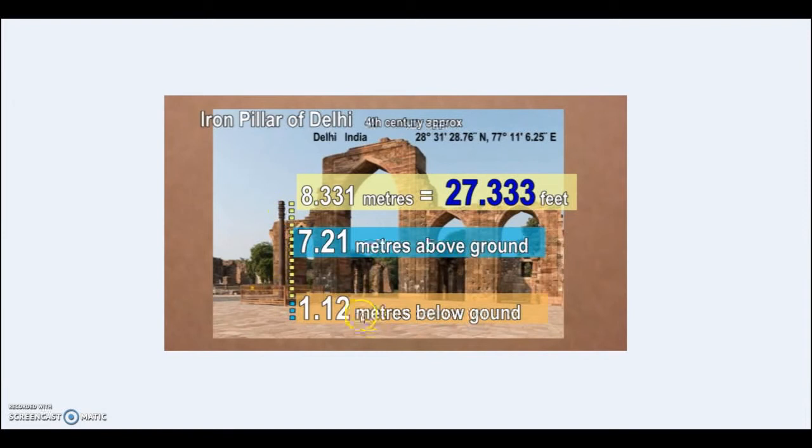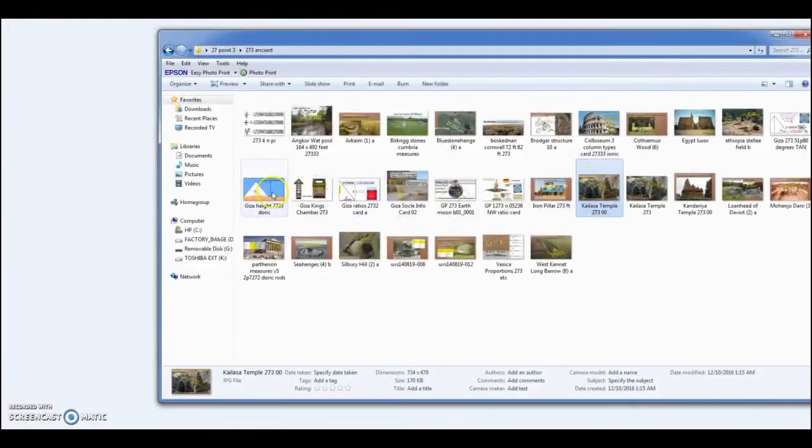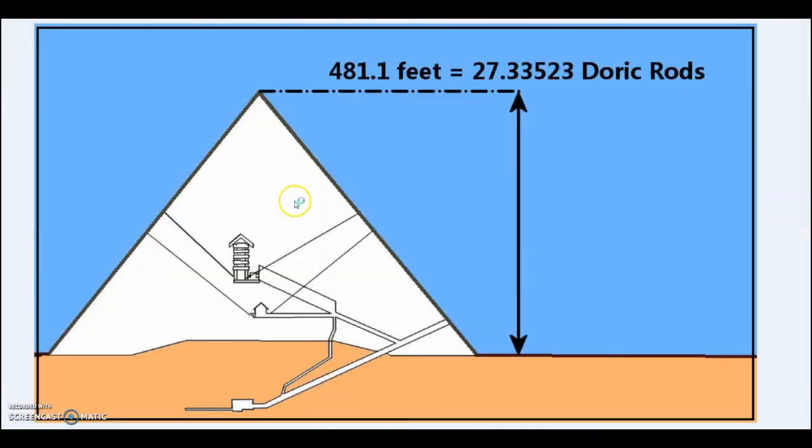The total length, including the portion below ground, is 27.333 feet once more. Doric, Ionic, Corinthian. Well, the Great Pyramid itself, 27.33 Doric rods. A rod, or a perch, being 16.5 of the feet forming a rod. And I'll come back to that in a moment.